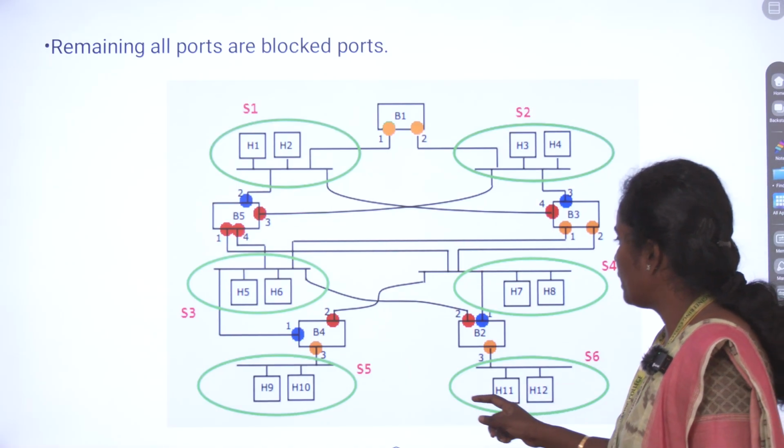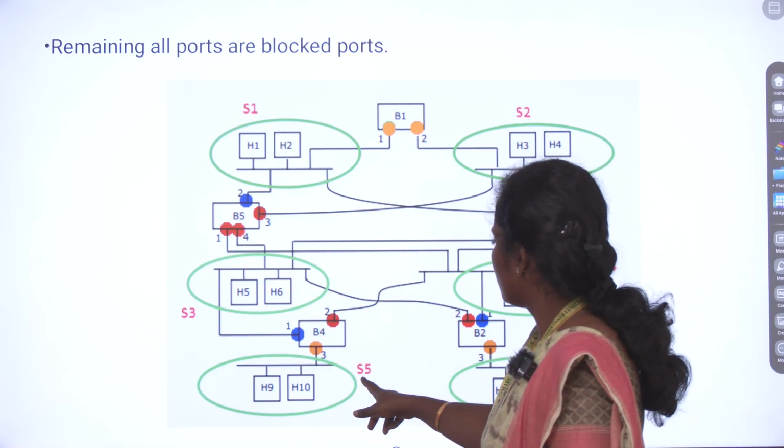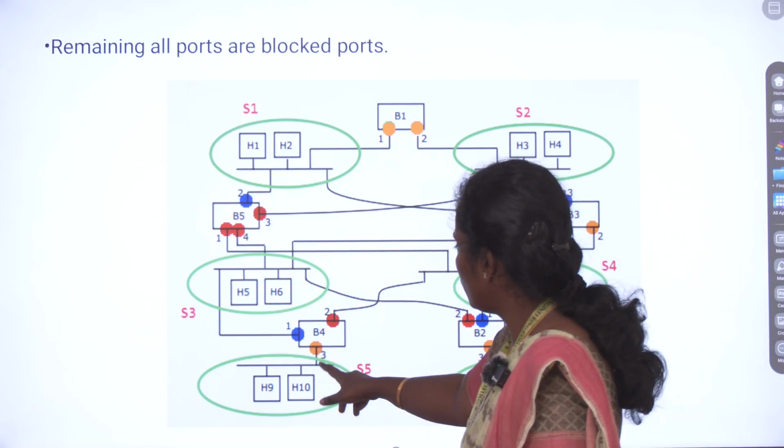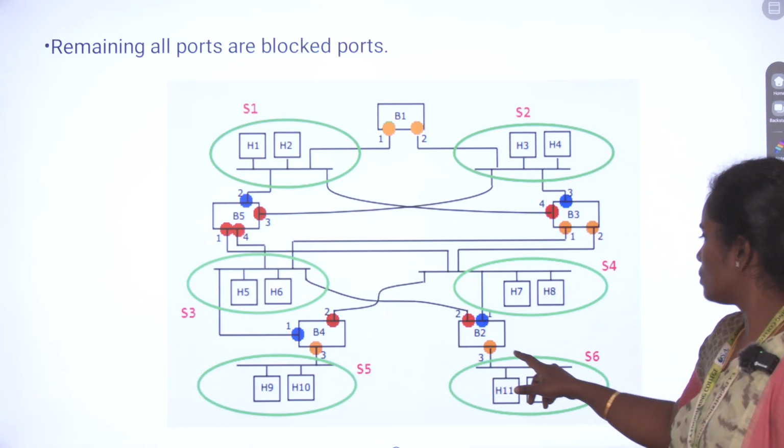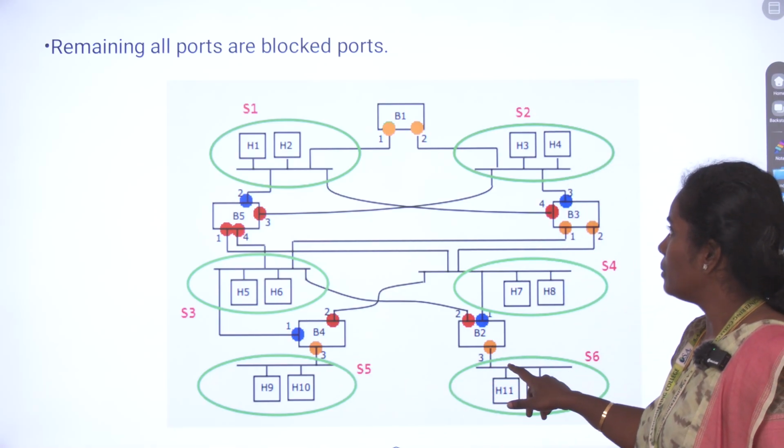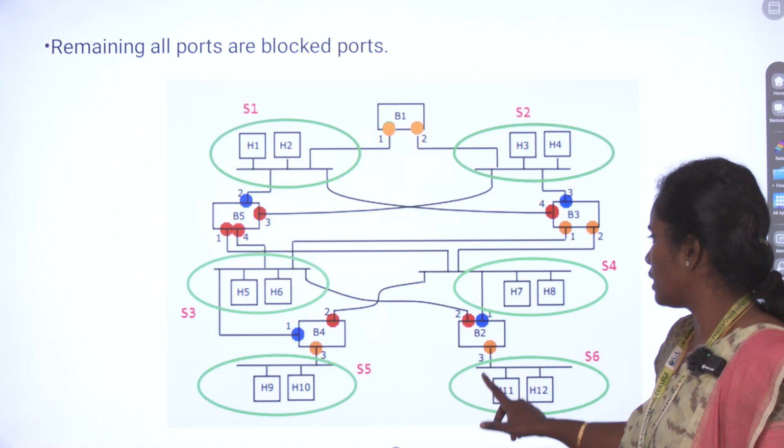Next, S5 and then S6. Here, segment 5 is connected to only one port, so I have directly chosen that port as a designated port. S6 is also connected to only one port, so I have directly chosen this port as a designated port.